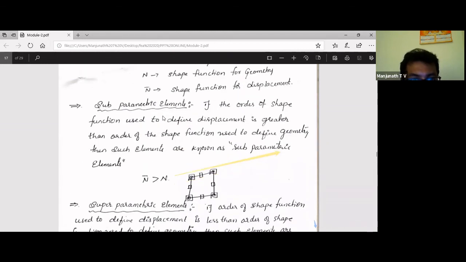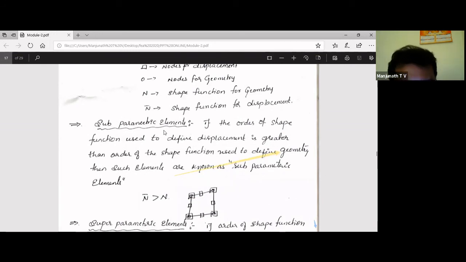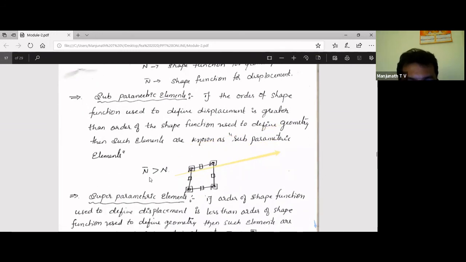Now consider subparametric elements. What are subparametric elements? If the shape functions used to define displacement are greater in number than the shape functions used to define the geometry, then such a type of elements are called subparametric elements. You can see here in the diagram, the circles are only 4 whereas the rectangular boxes are 8. Which means the shape functions used to define the displacements are more than the shape functions used to define the geometry.